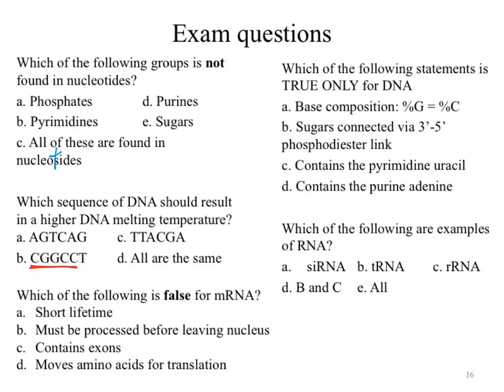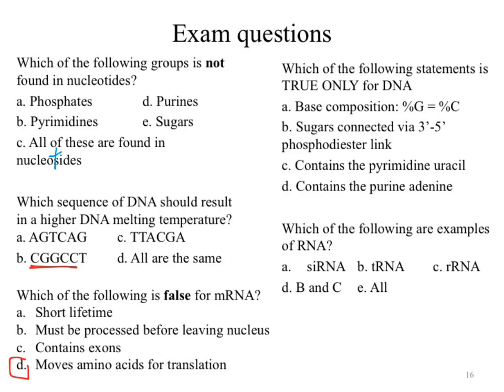Which of the following is false for mRNA? Short lifetime, must be processed before leaving the nucleus, contains exons, moves amino acids for translation. False. D. Transfer. Okay. It does not move amino acids. tRNA moves the amino acids. rRNA processes the mRNA. The mRNA just has the code. Okay, so it just runs the code straight through the rRNA, and the rRNA brings in tRNA to bind in and generate your translation process.